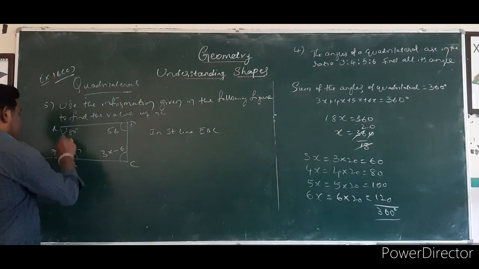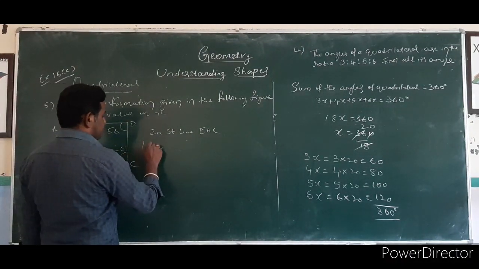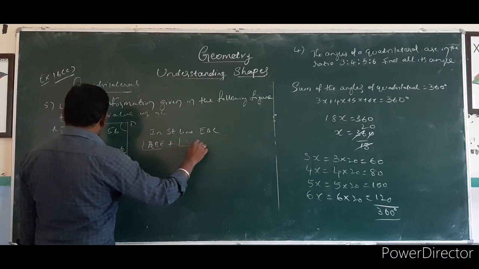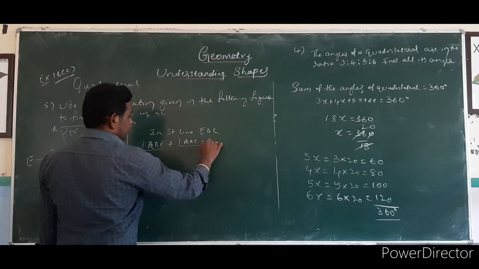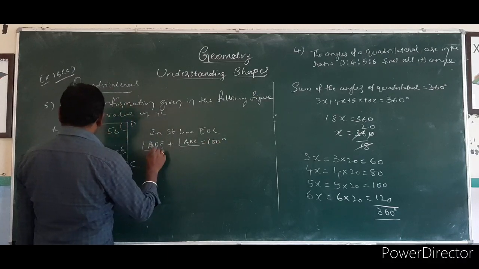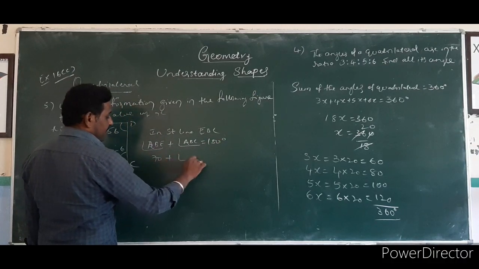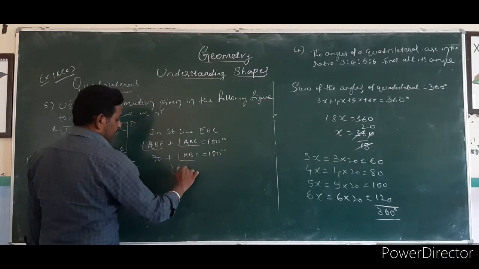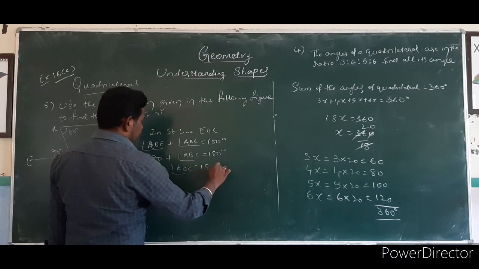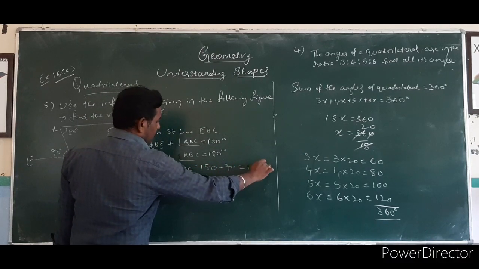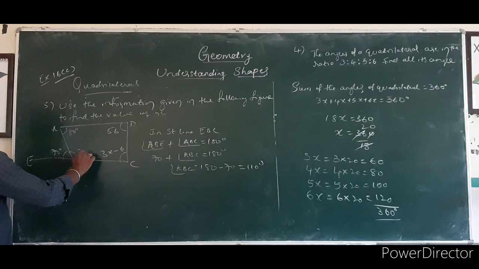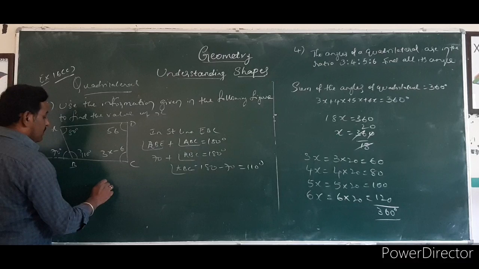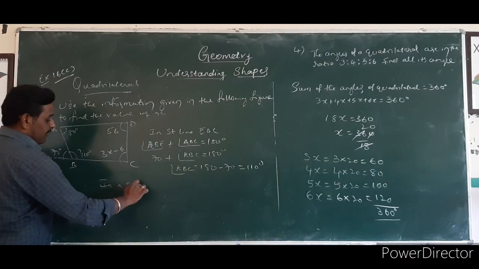Which angles are there here? ABE plus ABC is equal to 180 degrees. ABE is given as 70. Therefore ABC is equal to 180 minus 70. First you find the angle ABC: 180 minus 70, you will get 110 degrees. So this angle is 110 degrees. Next you can apply it in the quadrilateral ABCD.